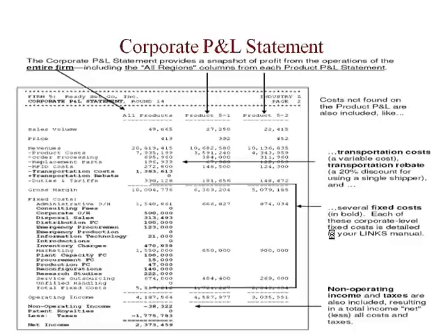So, for example, the transportation costs is something which you will notice here. Transportation rebate, it's a 20% discount that you get if you use a single supplier. Again, something that you would see in your corporate profit and loss statements. Some of the fixed costs that have been shown in bold here are things that you would see in corporate profit and loss statement, but not in the product level profit and loss statements.